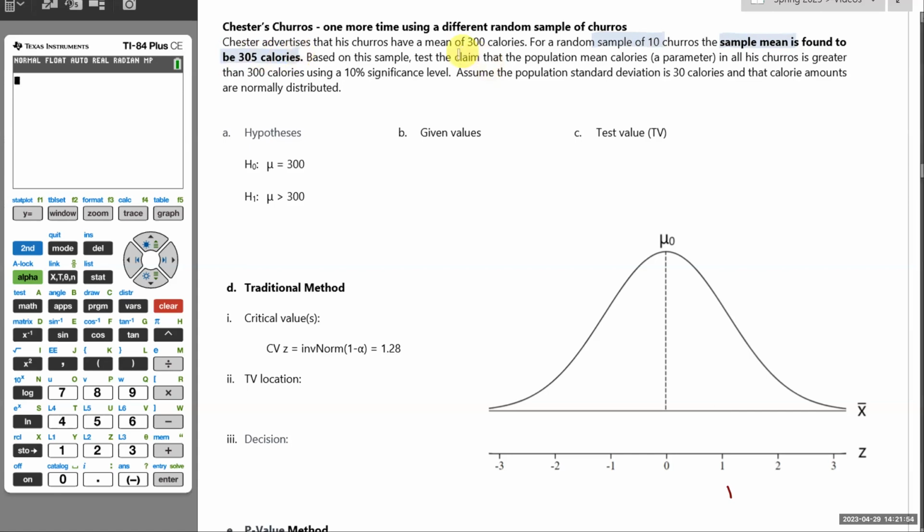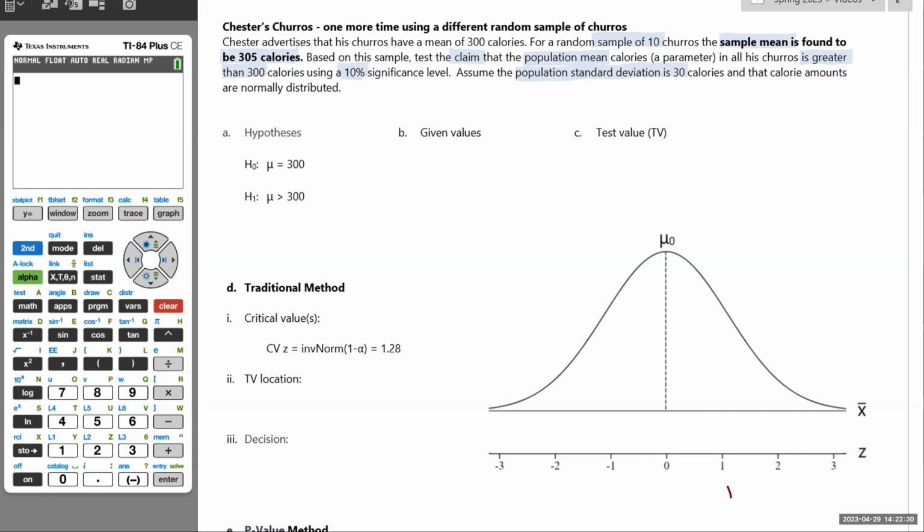Based on this sample, you're going to look for some claim being made, and the claim is about mu, the population mean. That parameter is greater than, so we're looking for some kind of comparison words like greater or less or different, is greater than 300 calories. And then you have to be provided with a significance level of the test, so 10% again. And if they give you the population standard deviation sigma, that is what allows us to work with z-scores. So we'll be able to use our z-test.